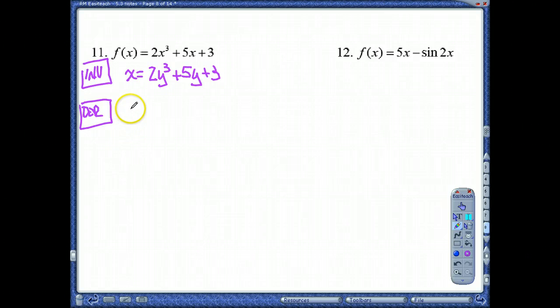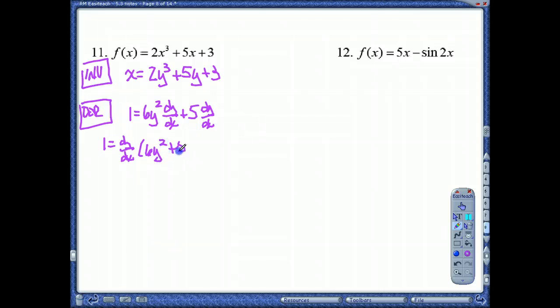Well, when I take the derivative of x, it's 1. When I take the derivative of y, it's with respect to x. So every time I take the derivative of y, you got it. You've got to attach dy over dx. So 5 dy dx. The derivative of 3 is just 0. So I need to factor out that dy dx. I've got 6y squared plus 5. I'm going to divide through. So I end up with my inverse's derivative.